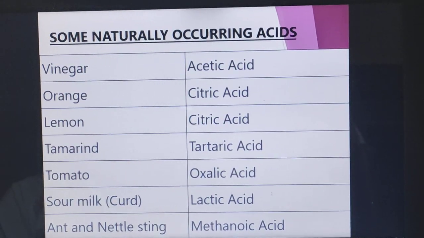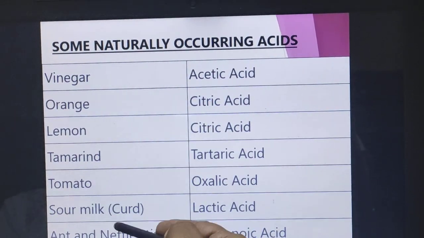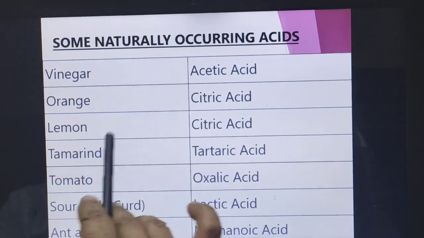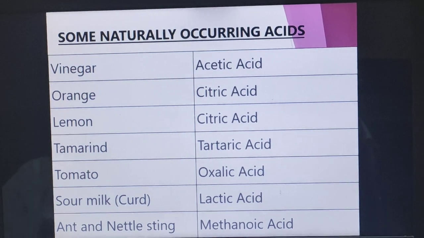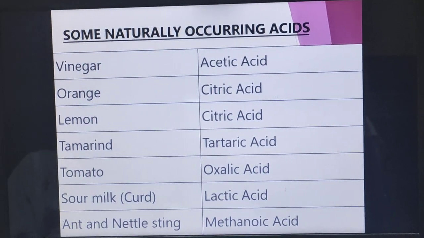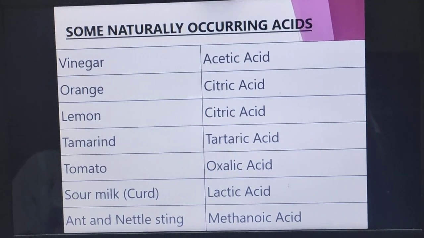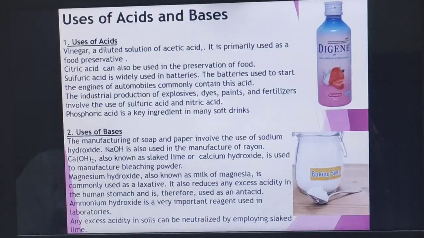Some naturally occurring acids which you come across day to day: vinegar is known as acetic acid, orange is citric acid, lemon is citric acid, tomato contains oxalic acid, curd contains lactic acid, and ant or nettle sting contains methanoic acid.